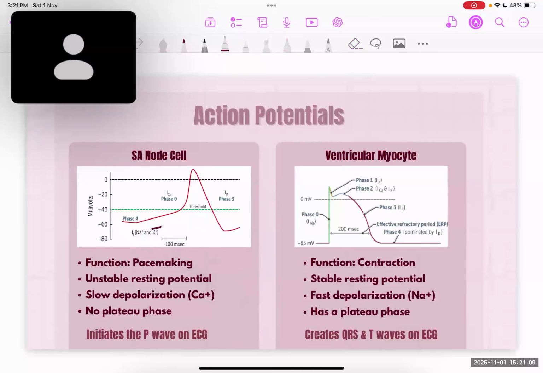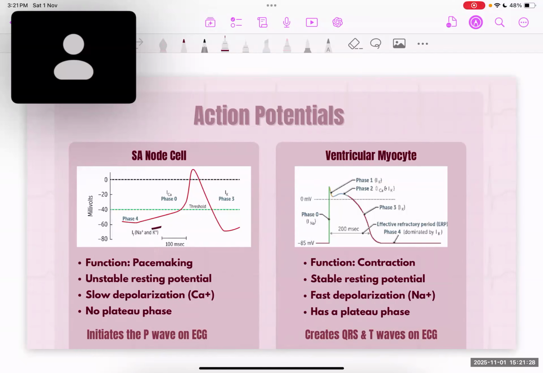There is a slow depolarization. Why? Because of the calcium channels. It's the L-type calcium channels. There is also no plateau phase. For the ventricular myocyte, the main function is contraction. They have a stable resting potential. There is fast depolarization due to voltage-gated sodium channels, and it does have a plateau phase.